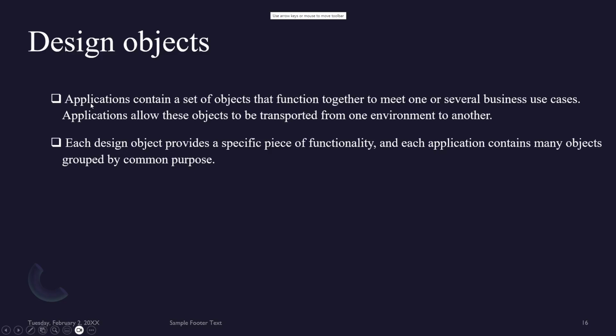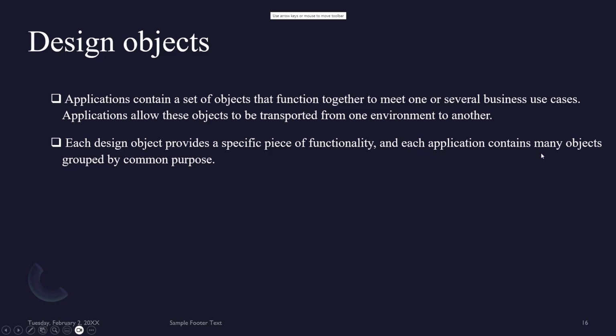So we're going to create all the Appian design objects, putting them in the application. If you want to move from one environment to another, that means from development to test environment, from test to UAT, from UAT to production, we can easily export the application and then move it, right? When you export the application, we are actually moving the design objects inside that application as well. Each design object provides a specific piece of functionality, and that's what we're going to cover today.